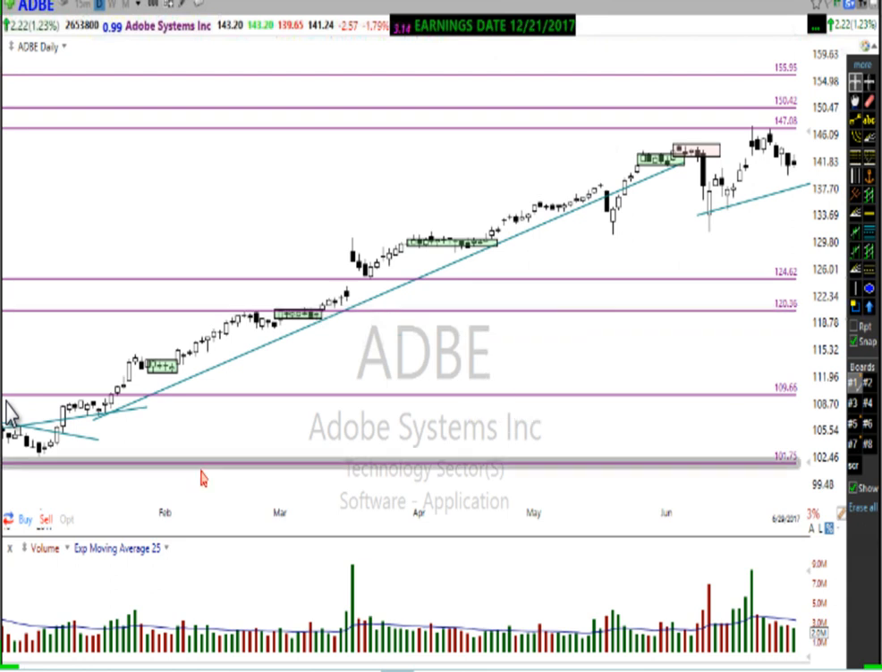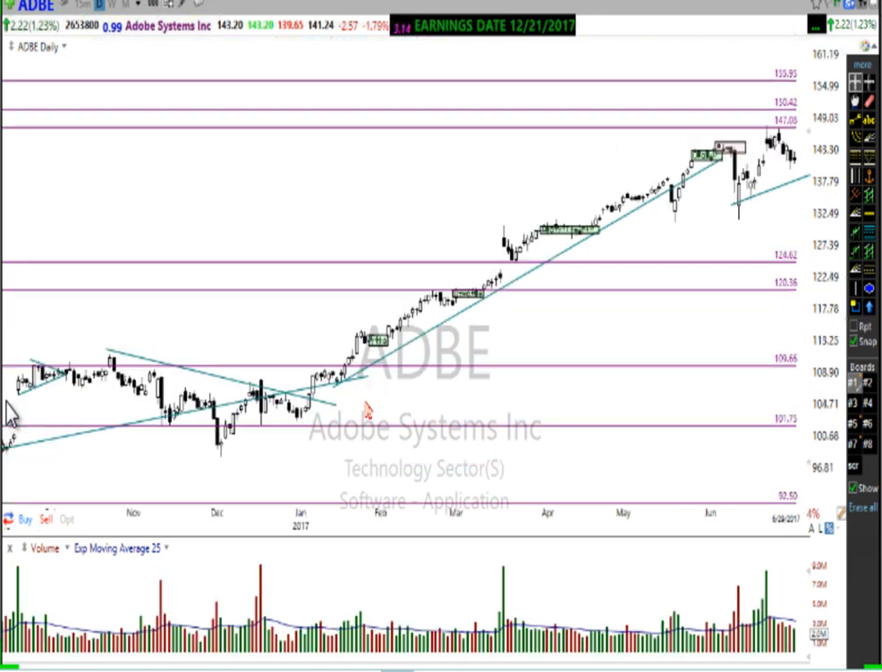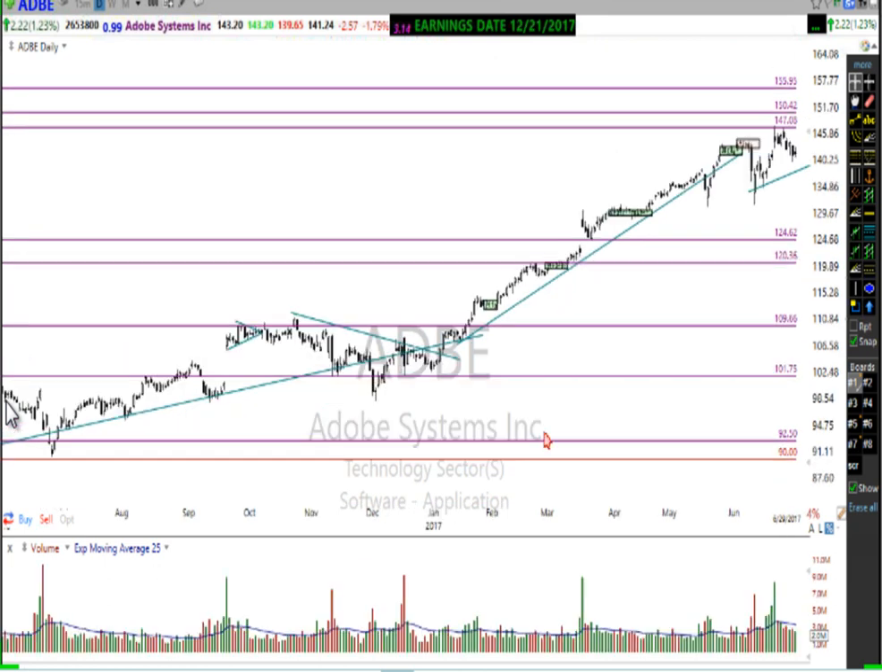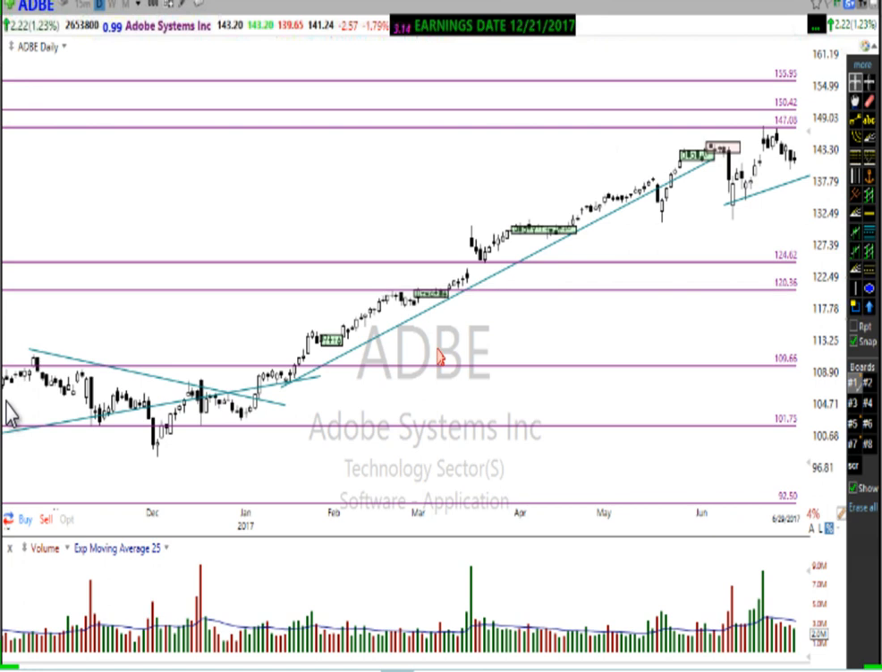And then you're looking for these nice tight consolidations. Now, they often form at or near a price support or resistance level, okay? They're often going to form around those areas.